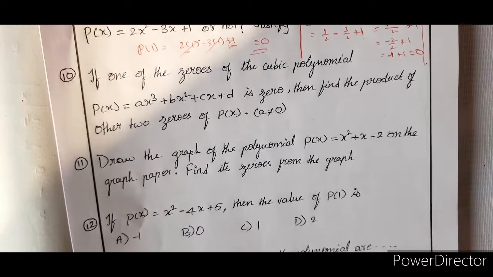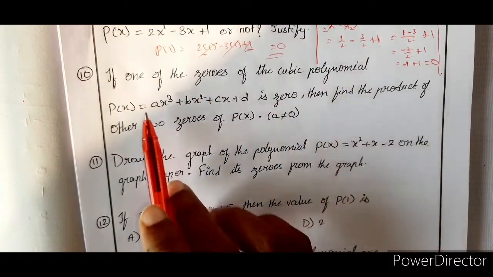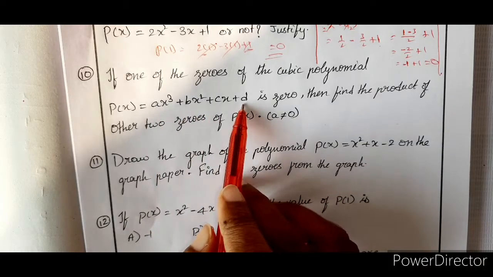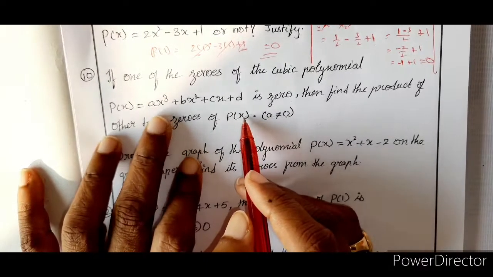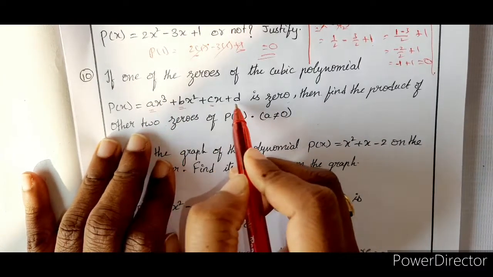Right. So this one, the 10th one. If one of the zeros of the cubic polynomial is 0, then find the product of the other two zeros. See, in a cubic polynomial, what relations do we have?